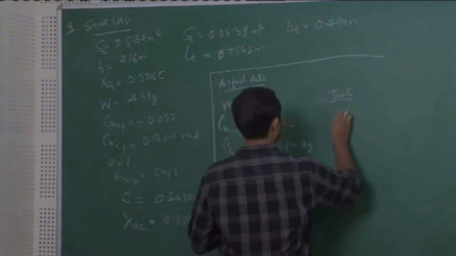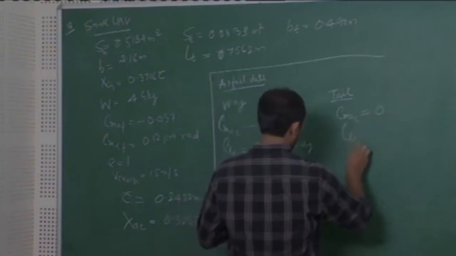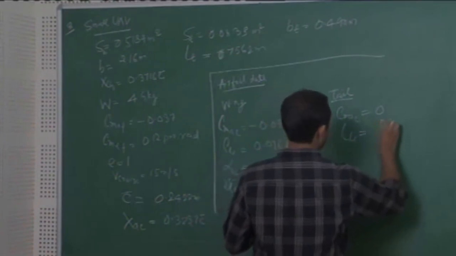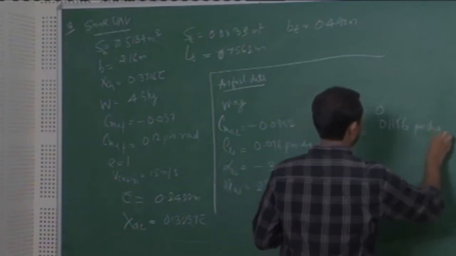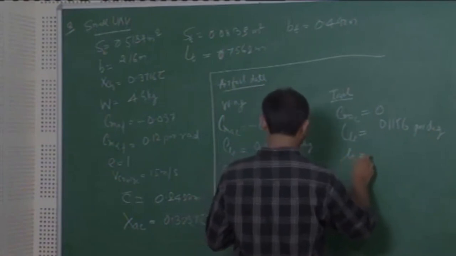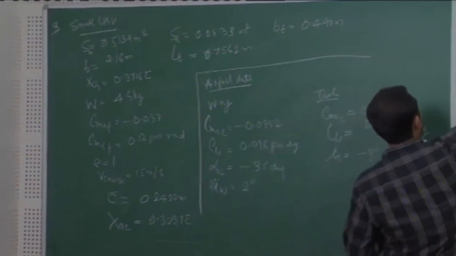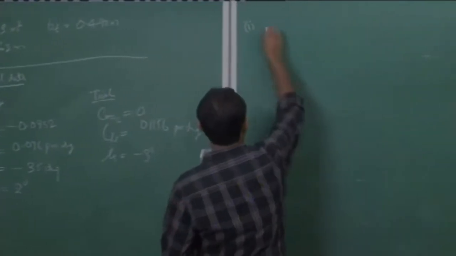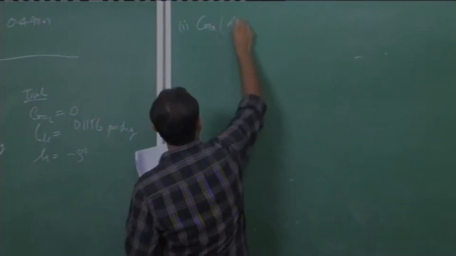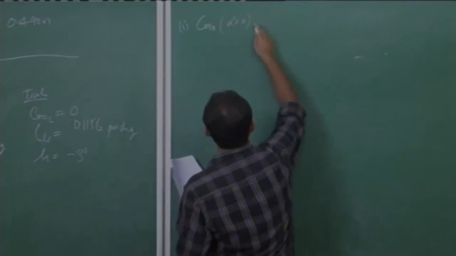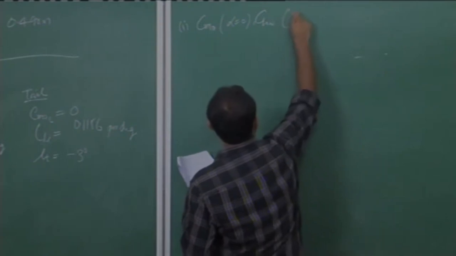Tail CMAC, since this is a symmetrical airfoil, will be 0. CL alpha of tail will be 0.1156 per degree, and tail setting angle is minus 3 degrees. Now, the first part is calculation of CM naught, which we have done many times, at alpha equals 0, or CL naught of wing. We will assume that eta equals 1.